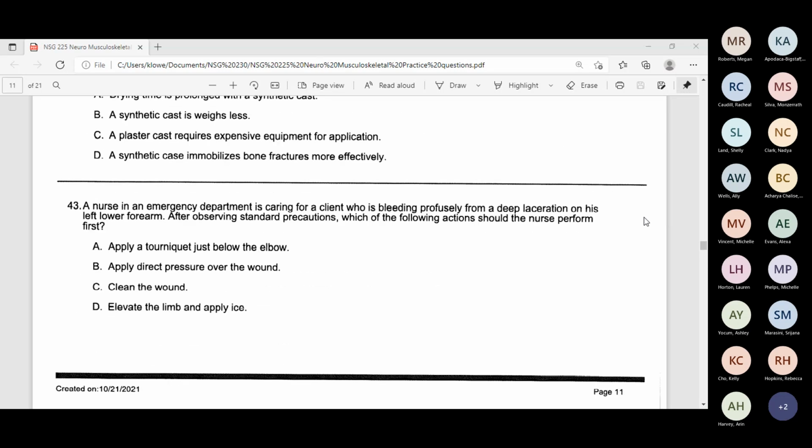A nurse in an emergency department is caring for a client who's bleeding profusely from a deep laceration on his forearm. After observing standard precautions, which of the following actions should the nurse perform first? B. Yes, apply direct pressure over the wound. So our problem is he's bleeding profusely. We want to stop the bleeding, so we're going to apply pressure.